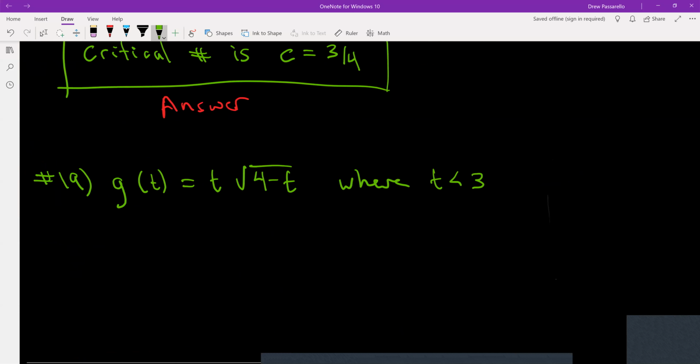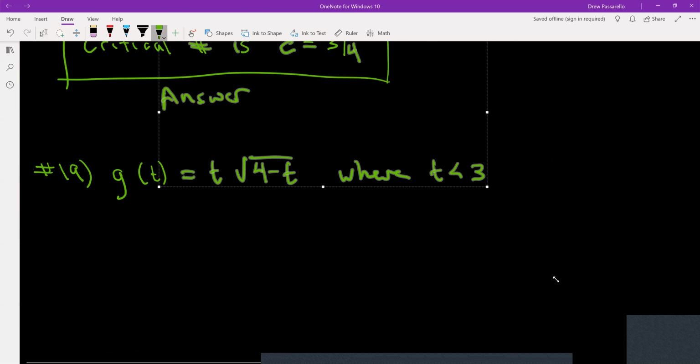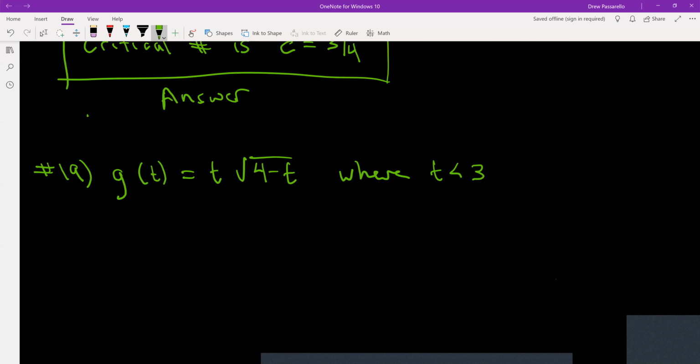Okay, so make special note that they tell us the domain. So they already specify that t is going to be less than 3. Okay, so knowing that they specified that, we have to take this into consideration when we're finding its derivative.